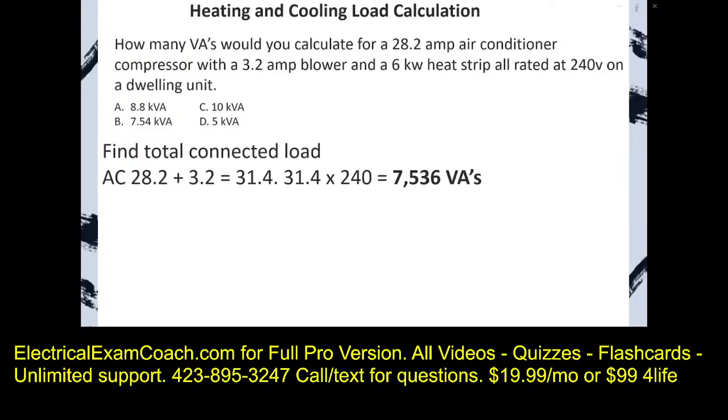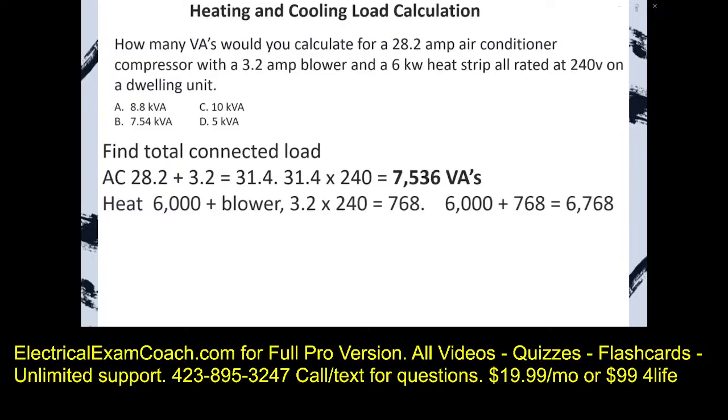Now let's do our heat. We know that we had 6 kW to start with. Then we need to add our blower motor. We take our blower motor at 3.2 multiplied by the voltage, and that gives us another 768 VAs. We total those two together, and we check for demand factors.